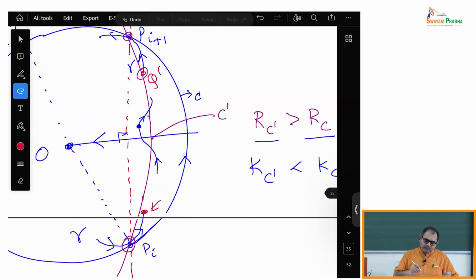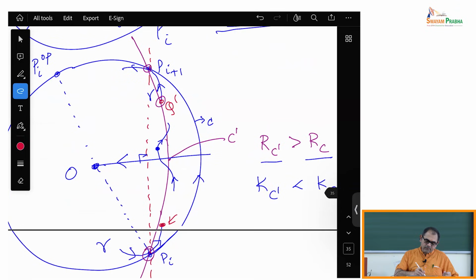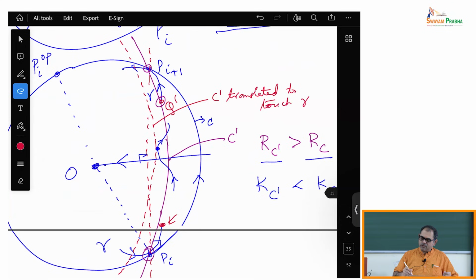So basically, again, you will get this. Okay, so this thing is C prime translated to touch gamma at that point, which is your point Qi. So this point here is your Qi. Okay, so that is the farthest point, and there is such a farthest point where it will hit.